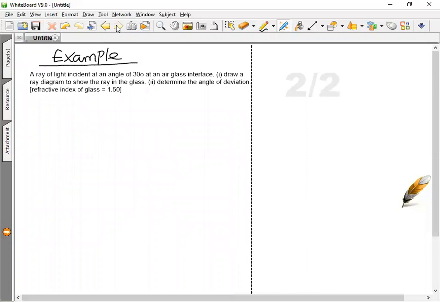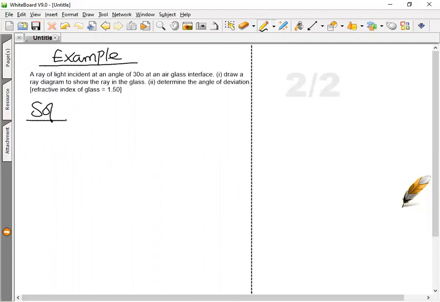Okay, let's read the question aloud. A ray of light incidents at an angle of 30 degrees at an air glass interface. 1. Draw a ray diagram to show the ray in the glass. 2. Determine the angle of deviation. The refractive index of the glass is 1.50. Let's solve. Let's swing into action straight.